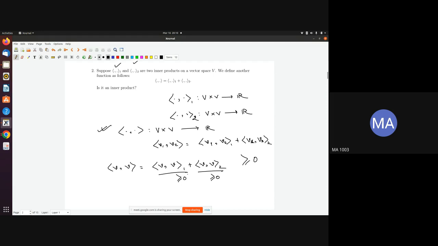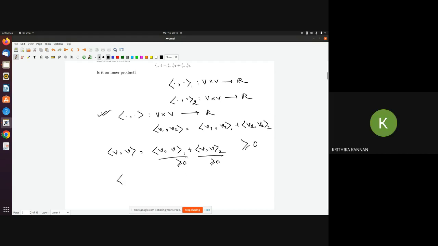Now when is this 0? When V is 0. So if this is 0, what does it mean? These two are non-negative, so the only possibility is both of them are 0, right? So V,V1 is 0, which is the same as V,V2. So V should be 0, because they are inner products by themselves. So the first property is satisfied.